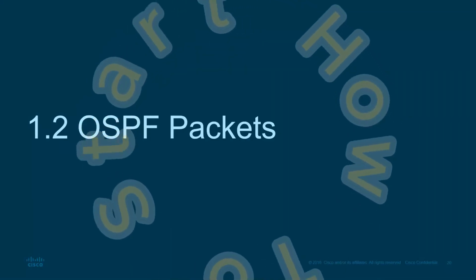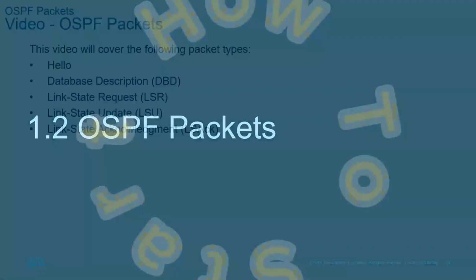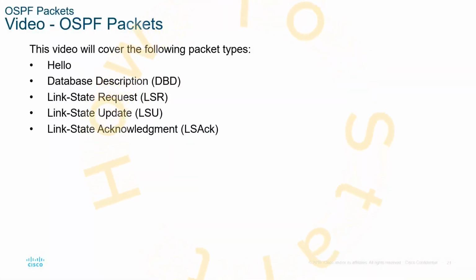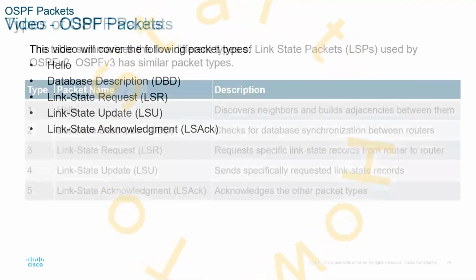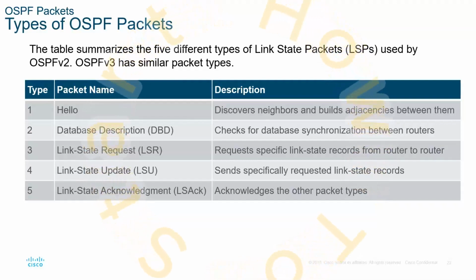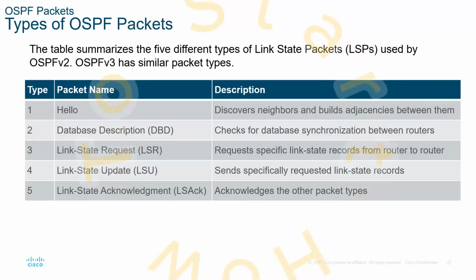Now we have again our OSPF packets. We talked about the hello packet, the database description, link state request, update, and acknowledgement. Here's where we go a little bit more in depth. Generically, the hello packet will be used to discover neighbors and build adjacencies. The DBD will check for database synchronization. The LSRs will request specific information. The LSUs will send specific requests. The LSAs will acknowledge the other packet types.